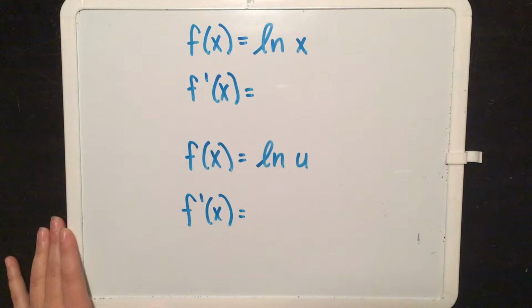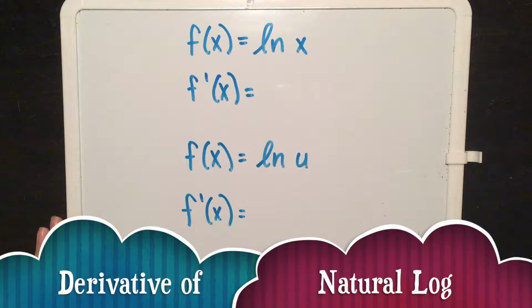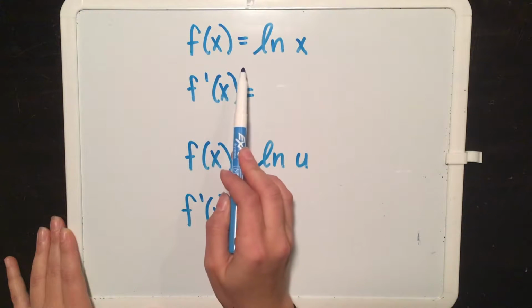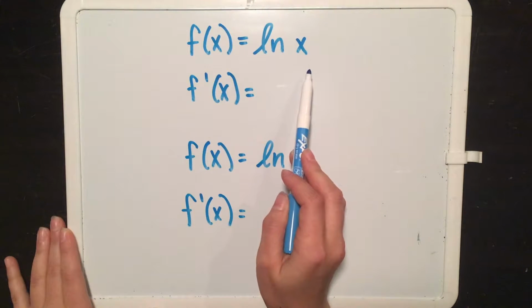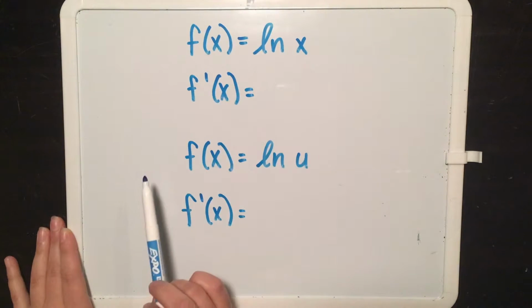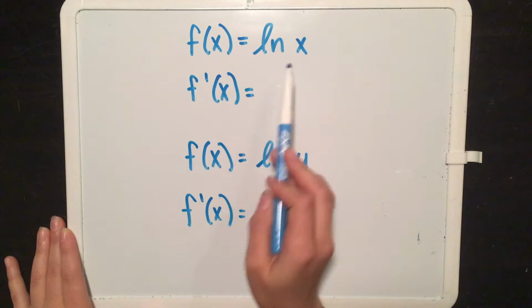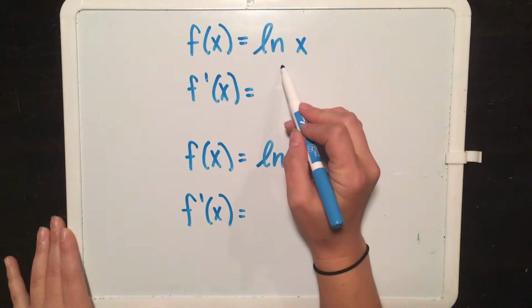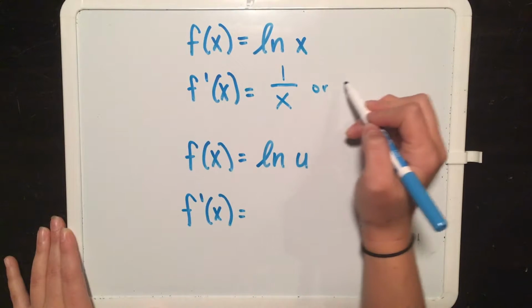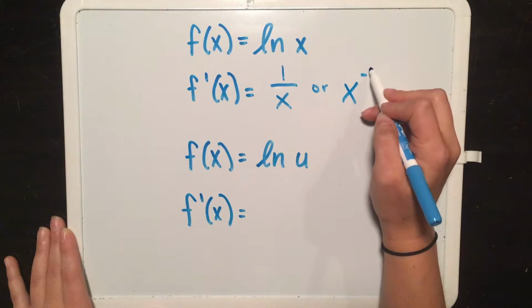Today, we are taking the derivative of natural log. Consider the function natural log of x. f of x equals ln x, and we're asked to find the derivative of this function. The derivative of natural log of x is 1 over x, or x to the negative 1.